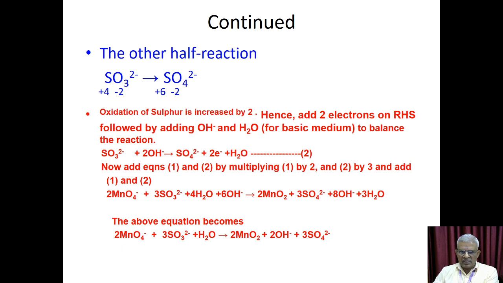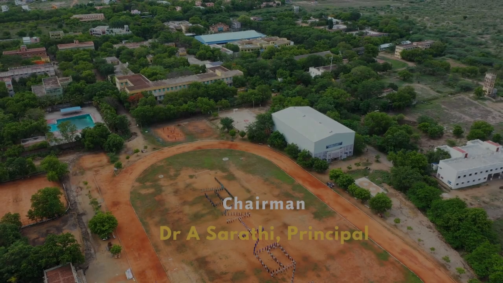What about the charges? On the left hand side, here 2 minus, here 3 into 2 minus, so 6 minus, so 8 minus in total. What about here? Here also 2 into minus 1, so minus 2, 3 into minus 2, so minus 6, so 8 minus. So the charges both on the left hand side as well as the right hand side are the same. So this is the balanced equation. Why? Because both the atoms as well as the charges are balanced. Thank you.